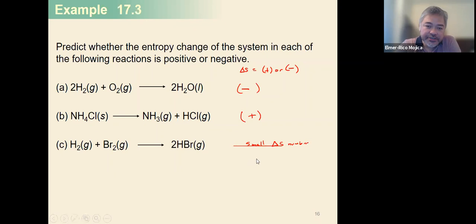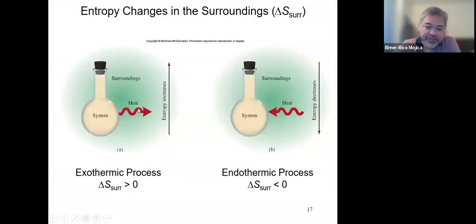Okay. So if we're going to look at the entropy changes in the surrounding, as I have told you, based on the entropy changes by looking at the surrounding here. If you have an exothermic process, your delta S of the surrounding is usually a positive value. There's an increase in the entropy. But if you have an endothermic process, the entropy of the surrounding is less than 0, or negative.